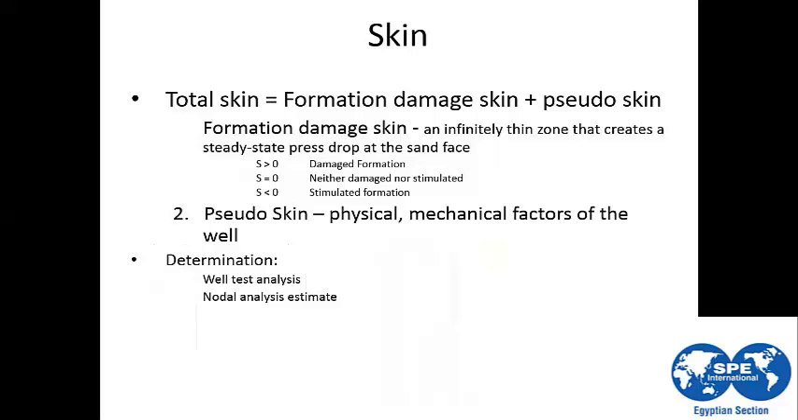Total skin includes two terms: formation damage skin and pseudo skin. Formation damage skin is related to any operation that happened after drilling the well and reduces the deliverability of the well, including damaged formation or stimulated formation. For a stimulated formation, the skin value will be negative. In the case of a damaged formation, the skin will be positive. If we have neither damage nor stimulation, the skin value would be 0.